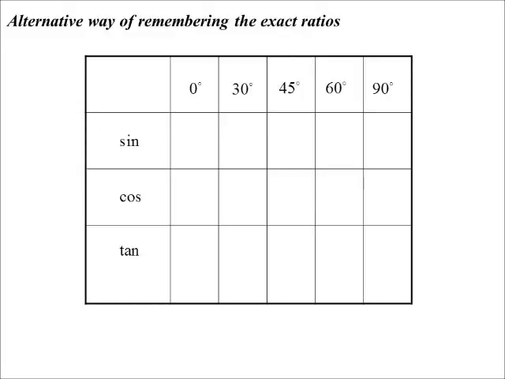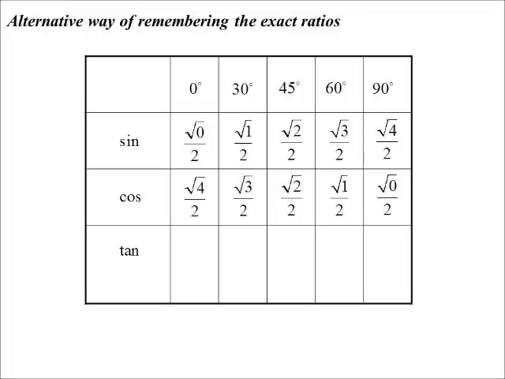I don't know whether you've seen this or not. But if I include the boundary values of 0 and 90, sine, there you go, square root of 0 on 2, square root of 1 on 2, square root of 2 on 2, square root of 3 on 2, square root of 4 on 2. So it goes 0, 1, 2, 3, 4. And then cosine, because they're complementary, must read the same but backwards.